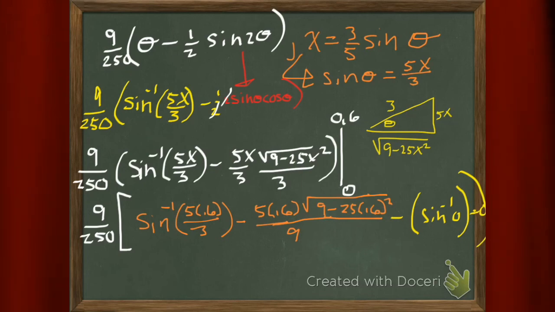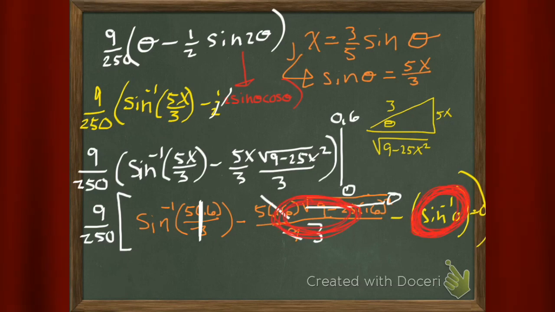Zeros are killers. Now some interesting things happen. If you don't believe me, check it. Do 5 times 0.6 divided by 3, you're going to get 1. Do 9 minus 25 times 0.6 squared, you're going to get none. That's what's going on here. So that term is 0, and so is that one, because the sine inverse of 0 is 0. So what do we have?